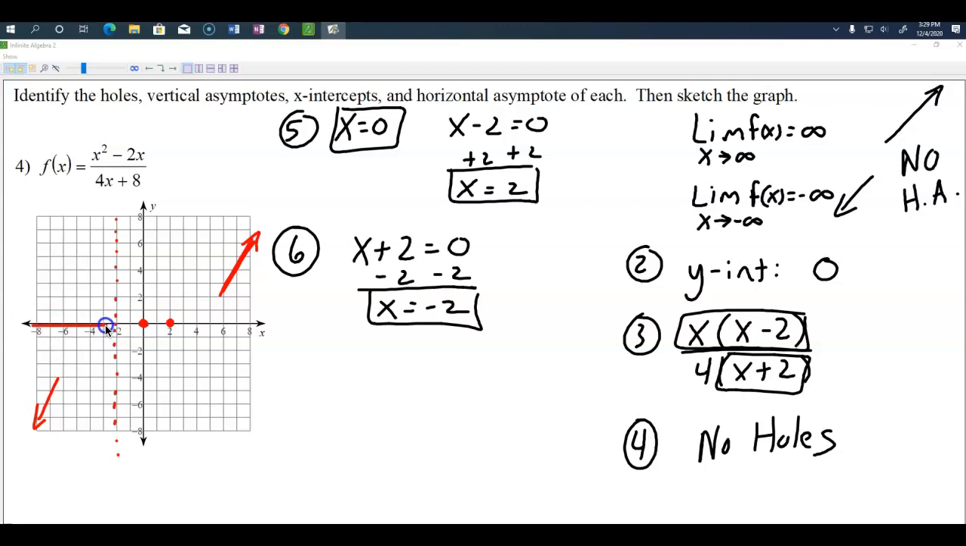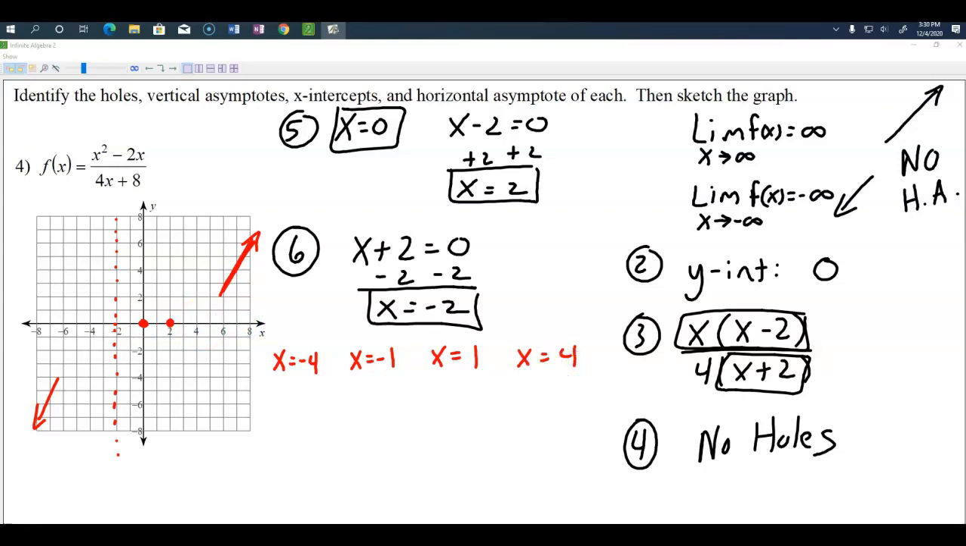I'll pick one from this region over here, which would be, let's say, x equals -4. And I'll also pick one in this region. We'll say -1. And then I'll pick one from this region, which would be +1. And then I'll pick one in this region, which we'll say is 4.